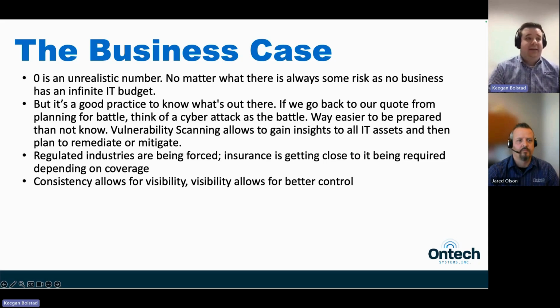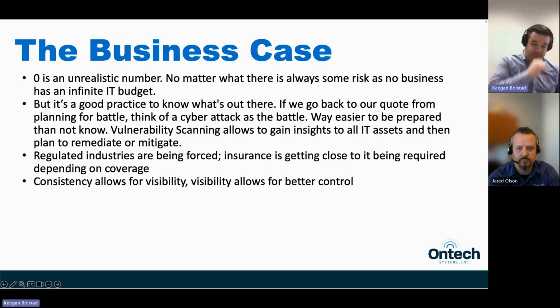Even if you can't get to zero, if we go back to that quote about planning for battle, think of a cyber attack as a battle. It's easier to be prepared than to not know. It gives us insights into all those assets and then allows us to create action plans. Can we remediate this? Can we make this not exist anymore? Or can we take those mitigating steps to make sure that impact wouldn't happen in the event something did occur?